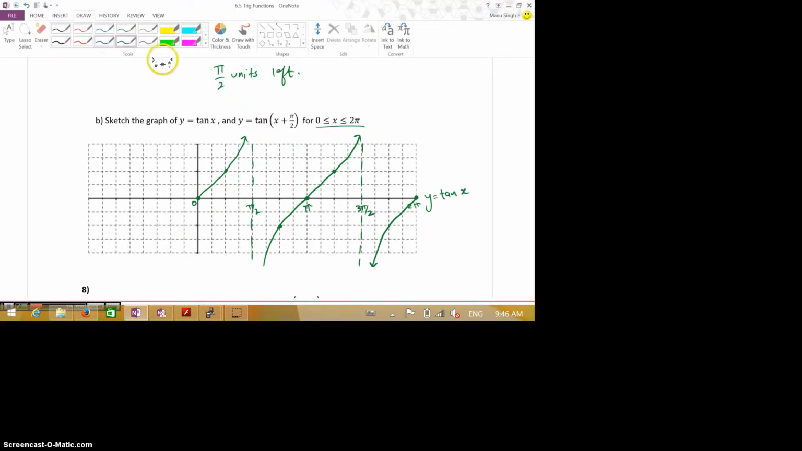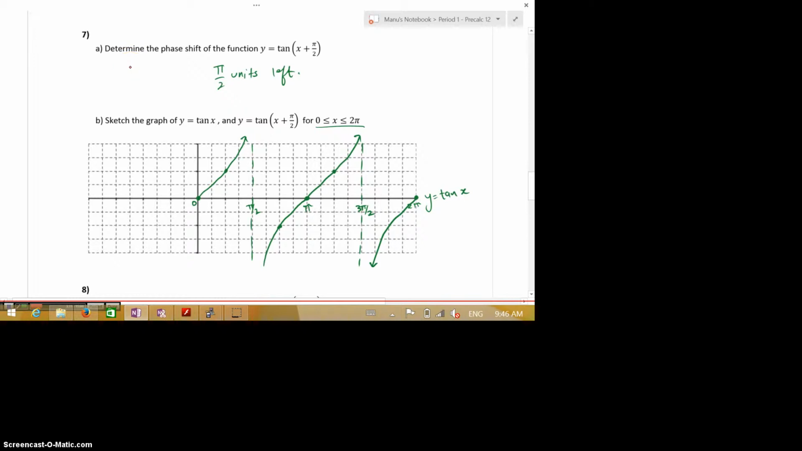Now I want to graph that same function having moved pi over 2 units to the left. I'm going to take all the points and move them pi over 2 units to the left. I'm going to keep the same domain. I'm only going to try and fill in that domain. Imagine your screen was only that big. What would you see? Well, you will see that the asymptote is now moved over here, pi over 2 units.